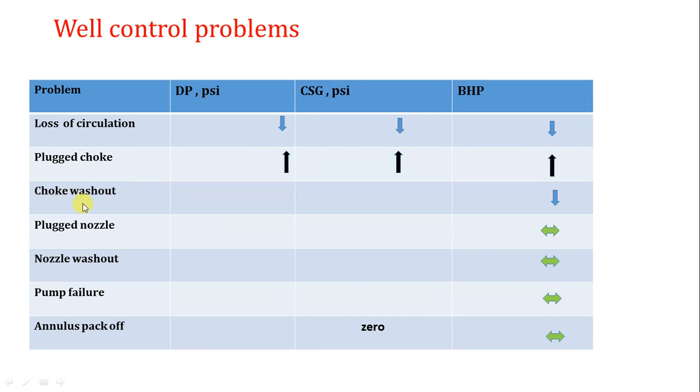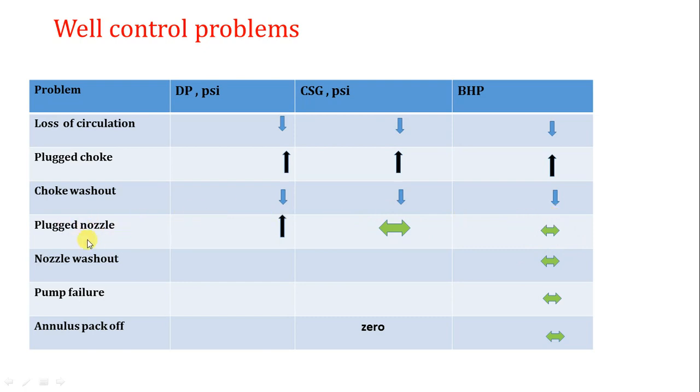What about the choke washout? If the choke washes out, you will see a sudden decrease in casing pressure, then a sudden decrease in drill pipe pressure, and the total bottom hole pressure will decrease. What about the plugged nozzles? If a nozzle is plugged, you will see directly a sudden increase in the drill pipe pressure, but the casing pressure will remain the same, and the bottom hole pressure will be the same.